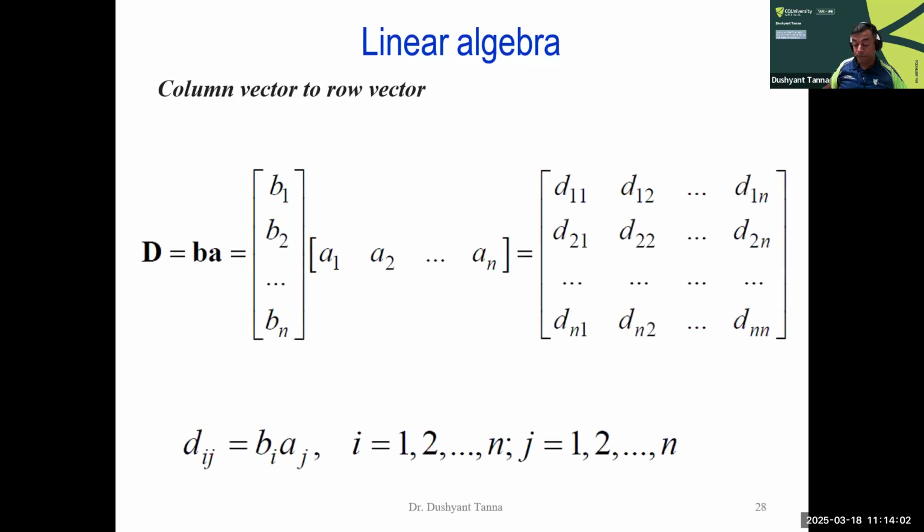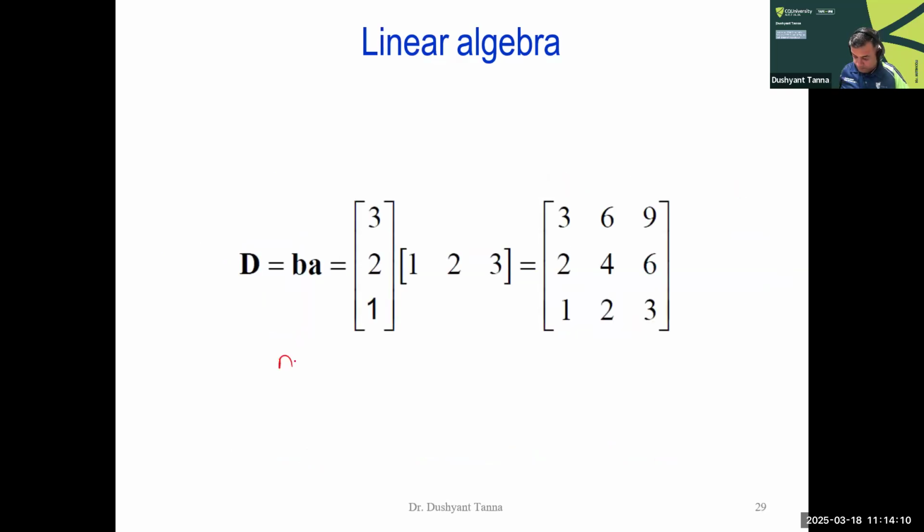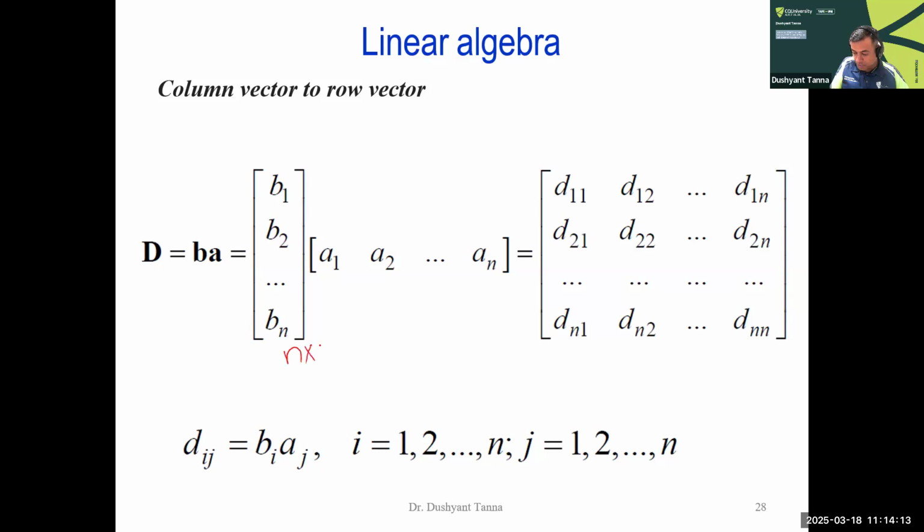Now, a column with a row. You got n rows here, one column. You got one row and n columns. The common element will vanish and you'll obtain a matrix which is n cross n. With each element, first with first, first with second, first with third, first with n, second with 1, second with 2, second with n, and so on. This is the general form of it.